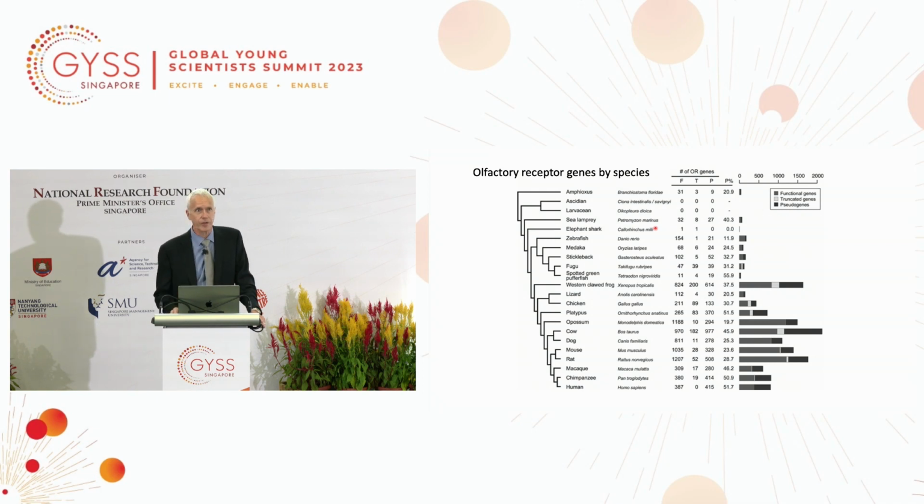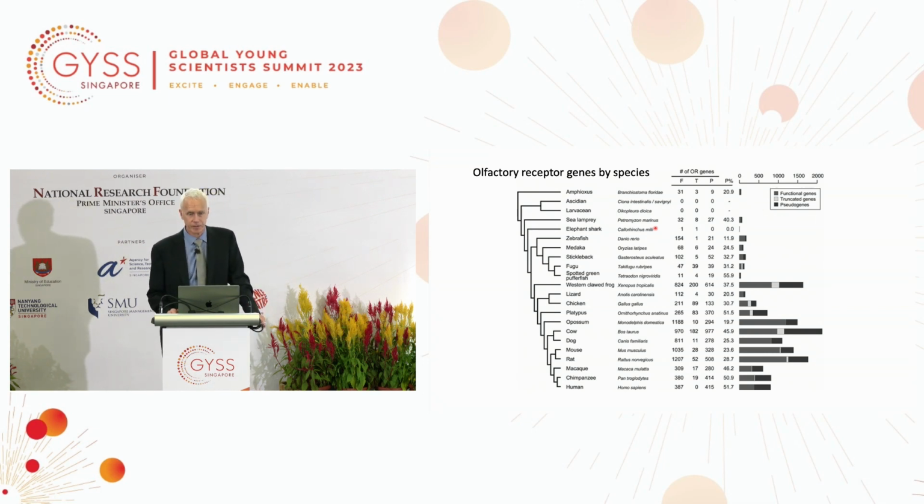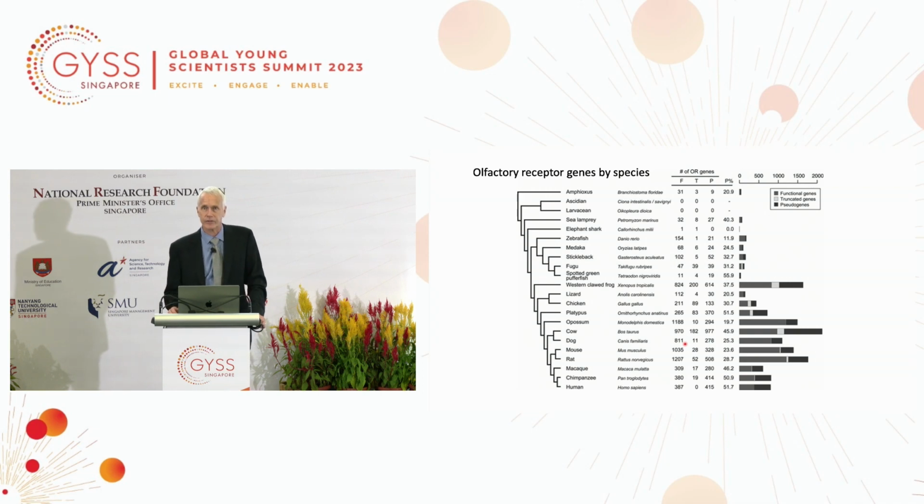Humans really don't rely on their sense of smell that much to survive. I can tell you from personal experience, I no longer have the sense of smell, and I'm still here. But other animals really rely on their sense of smell, and they often have more olfactory receptors. So, for example, mice and rats have over 1,000 olfactory receptors. And I think, surprisingly, elephants have over 1,000 olfactory receptors as well.